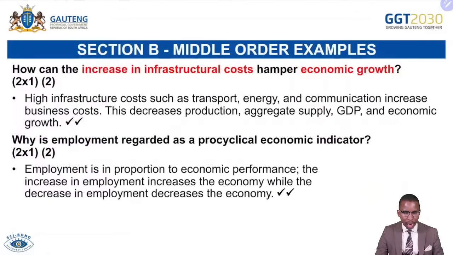Then we continue. How can the increase in infrastructural services or cost hamper economic growth? If ever the cost of the infrastructure increases, here we are on the business cycle under supply side policies as for economic paradigm, that hampers the growth of businesses. How? High infrastructure cost, such as transport, energy, and communication, increase the business cost. This decreases the production, the supply of goods and services, real GDP, as well as the entire economic growth.